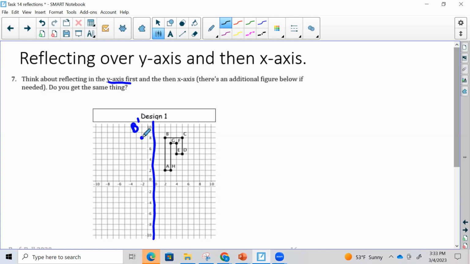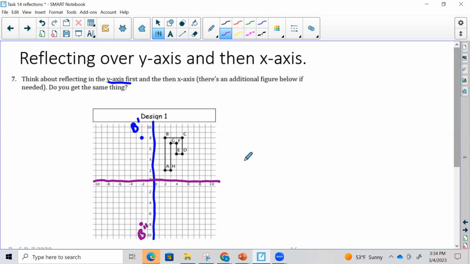And then I'm going to reflect that new point, or this whole new image, over now the x-axis. So I'm going to count this point to the x-axis, the line of reflection. So it's 1, 2, 3, 4, 5, 6, 7, 8. And then I can count the same distance on the other side, 1, 2, 3, 4, 5, 6, 7, 8, and make a point. And then usually if we reflected it twice, we put 2 apostrophes. Okay, and then that's going to be your new figure.